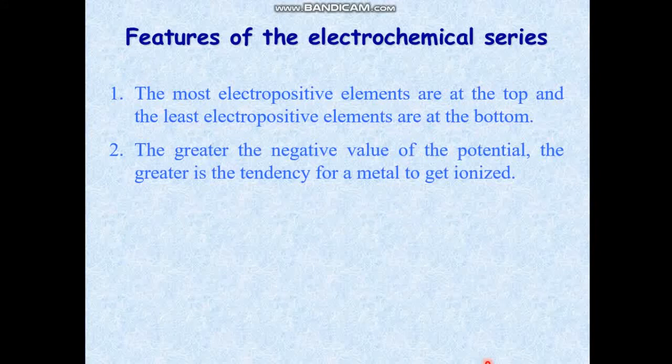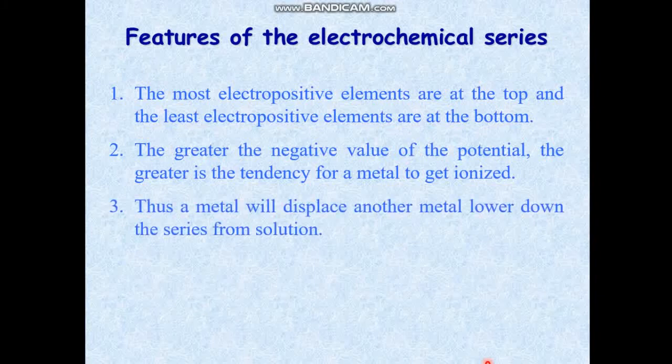So the more negative the value of redox potential, the greater the tendency to lose the electron. The greater the negative value of the potential, the greater is the tendency for a metal to get ionized, or to lose an electron. Thus a metal will displace another metal lower down the series from the solution.